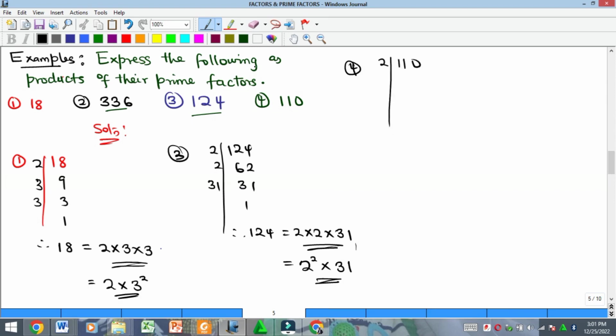For example 4, we have 110. Of course, 2 can go, which is going to give us 55. 2 can no longer go. What else can go here? We already did this, and that's 5. 5 into 55 is 11, and 11 is a prime number, so 11 can go. Finally, our 110 is equal to 2 times 5 times 11, and that is the expression of that number as a product of its prime factors.